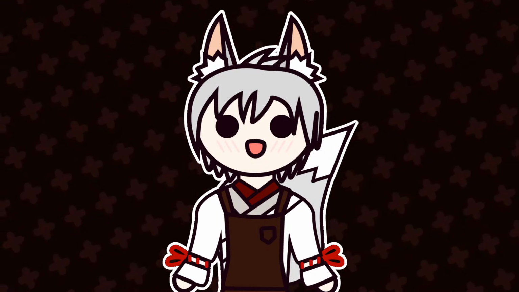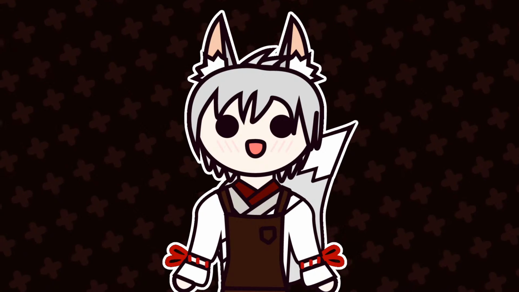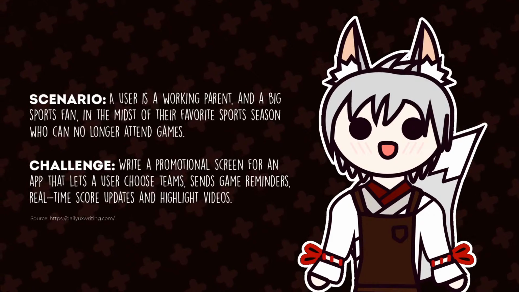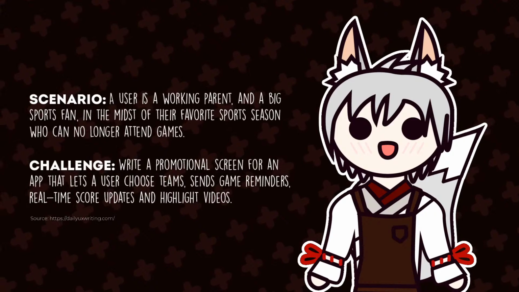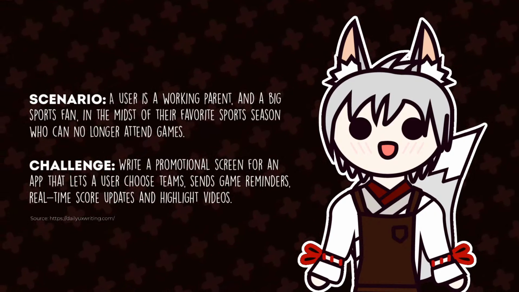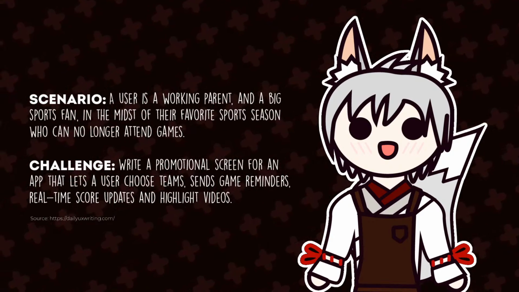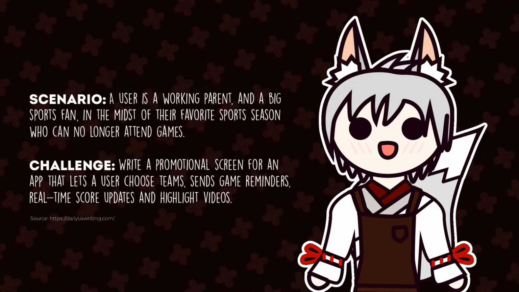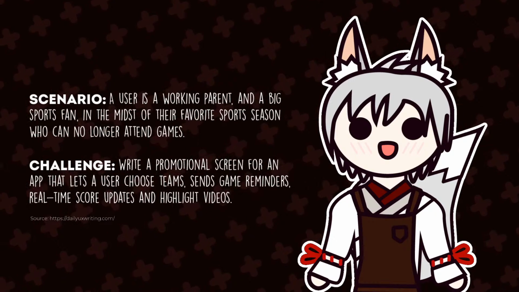Okay, cool. So here is our goal for today. You ready for it, ladies and gentlemen? It is pretty simple. A user is a working parent and a big sports fan in the midst of their favorite sports season who can no longer attend games. So the challenge is to write a promotional screen for an app that lets a user choose teams, send game reminders, real-time score updates, and highlight videos.